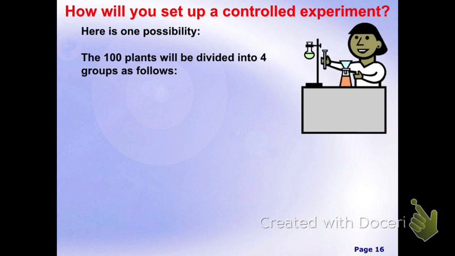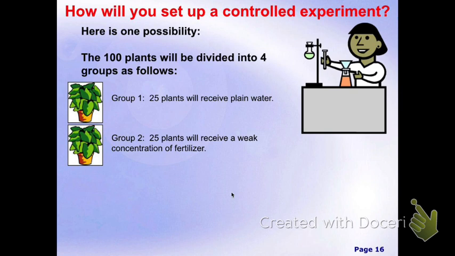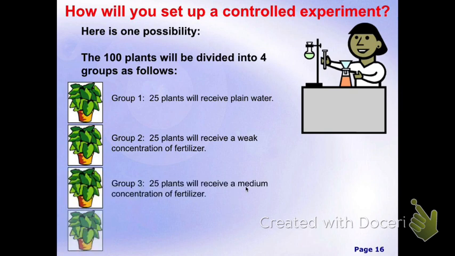To determine which one is without concentration. Bingo. Good. Which one, the one that has no fertilizer applied to it, what's that going to be called? The control. Good. The control group. Okay, so I'm going to set up 4 groups. 25 of them will receive just plain water. 25 will receive weak concentration. 25 will receive medium concentration. And 25 will receive a high concentration. Right, so we're splitting them evenly into 4 groups.